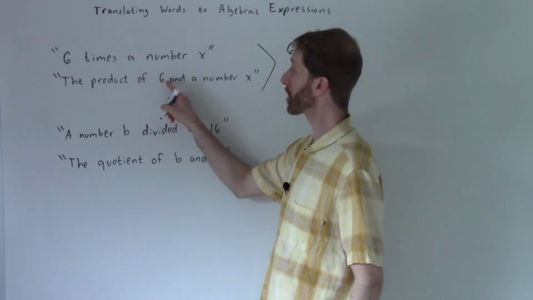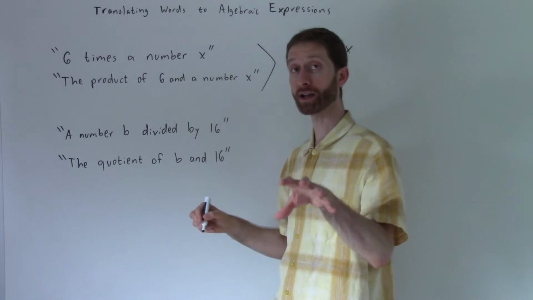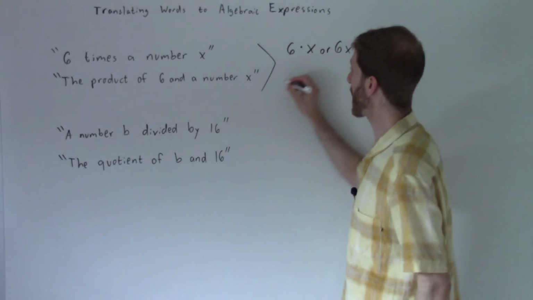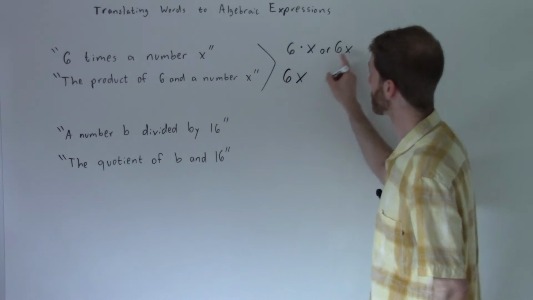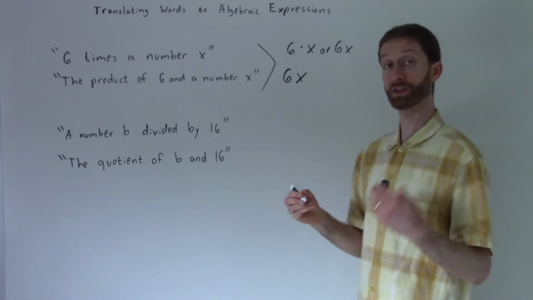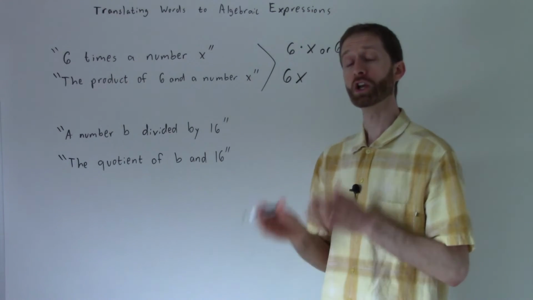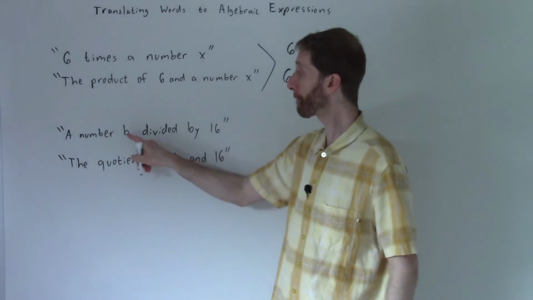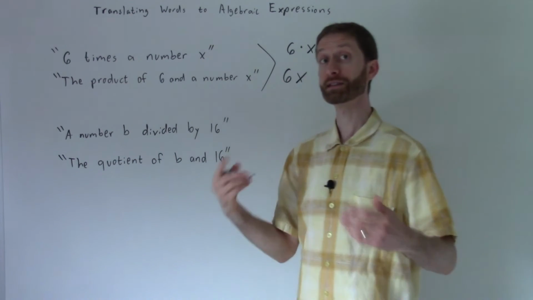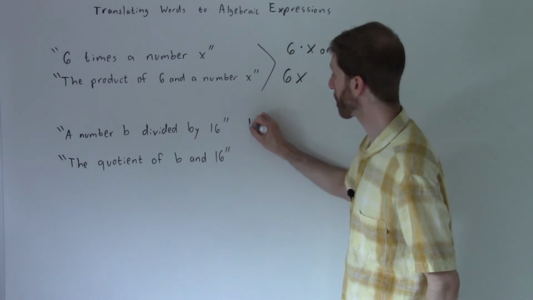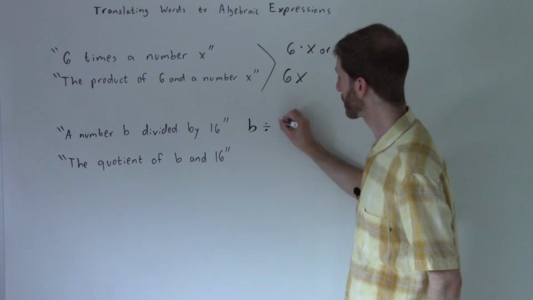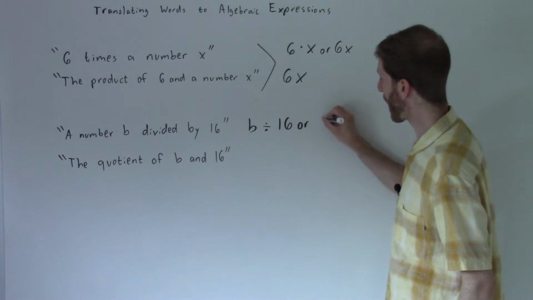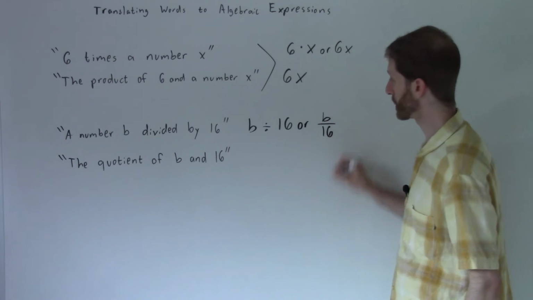This says the product of 6 and a number X. Product is another way of communicating multiply. So multiply 6 and X. Again, we could write the same expression, either or. Now with division, just like with subtraction, the order matters in which we write out our translation. So this says a number B divided by 16. Okay, so we're going to take a number B and divide by 16. A perfectly simple translation. That can also be written as B over 16.